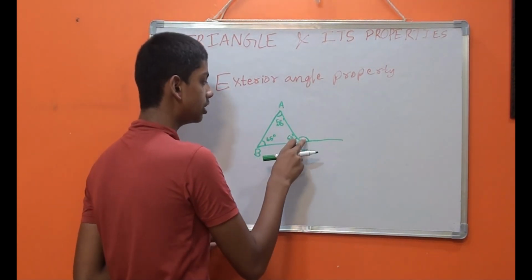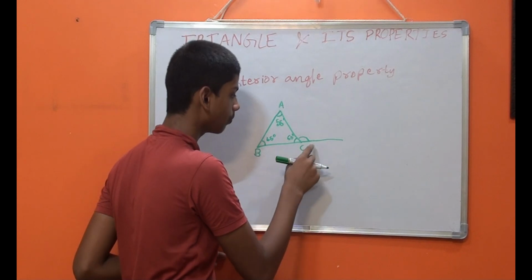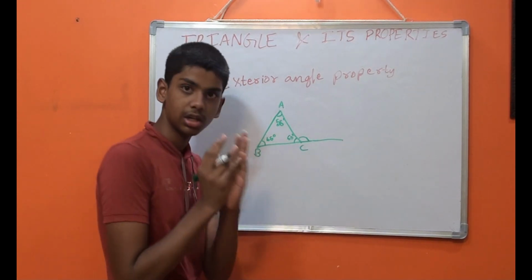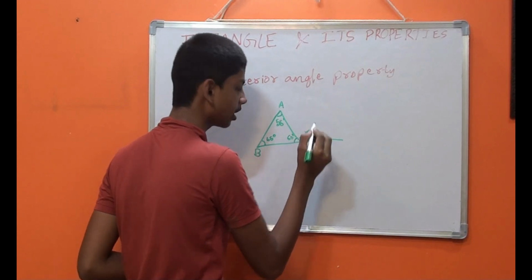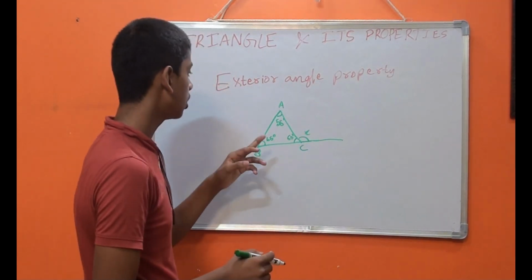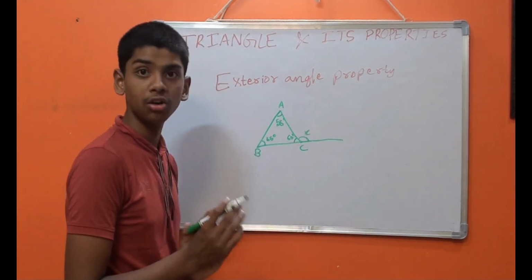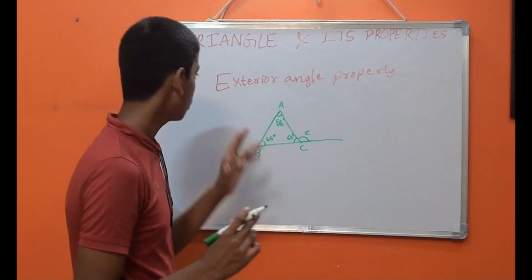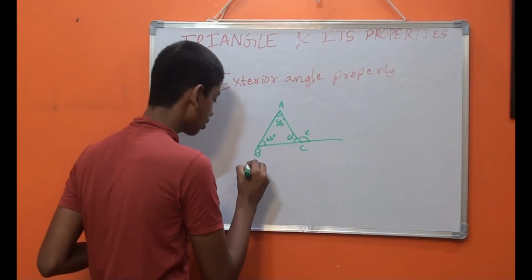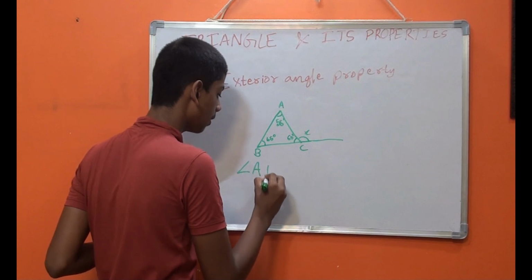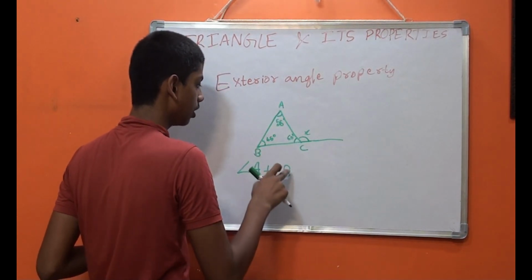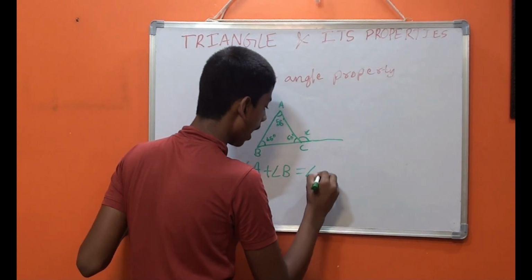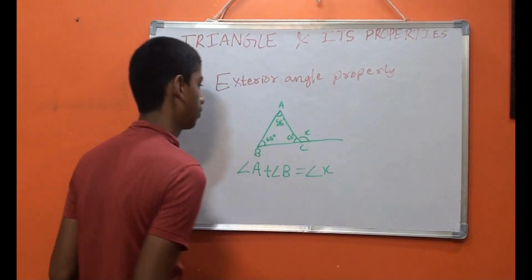Here, this says that the exterior angle is formed when the line segment is extended. Now to find it, let's take this angle as x. To find the value of x, we have this property, which refers to angle A plus angle B. This means this angle plus this angle equals angle x, which means this angle.